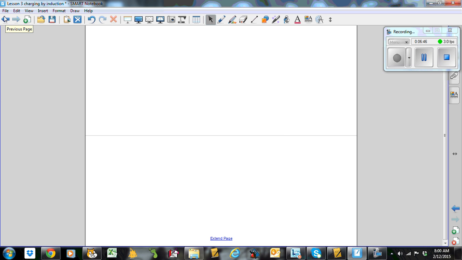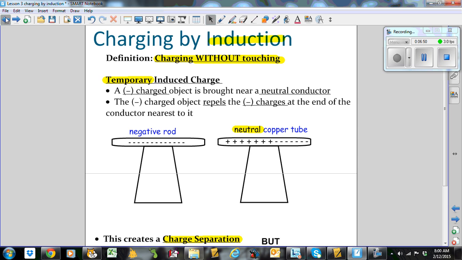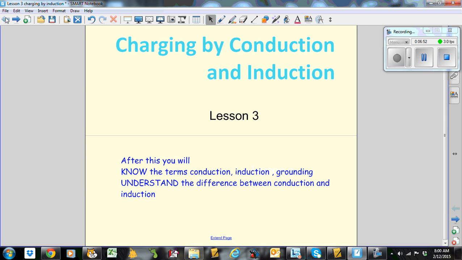All right, so that is charging by induction. Let's review the learning targets for this and see if we covered them. You should know the terms conduction, induction, and grounding. Conduction, of course, refers to charging by contact. Induction refers to charging without contact. Grounding is removing electrons and putting them into the ground, or putting electrons from the ground onto an object. And you should understand the difference between conduction and induction. The main difference there is touching or not touching.